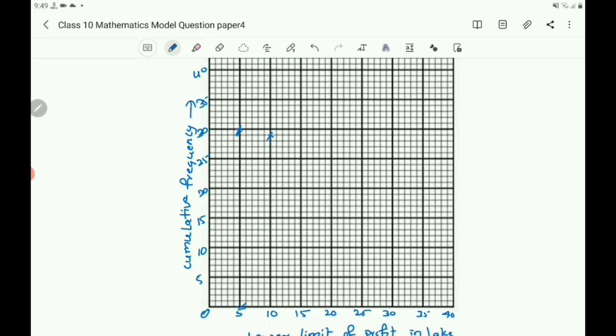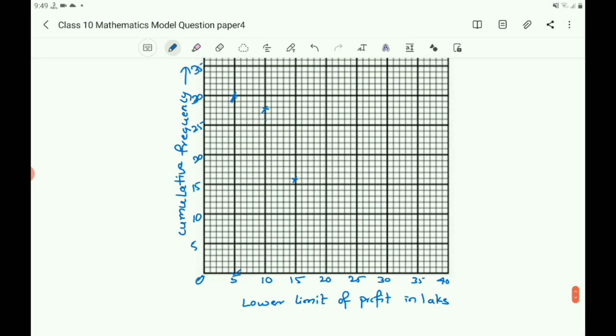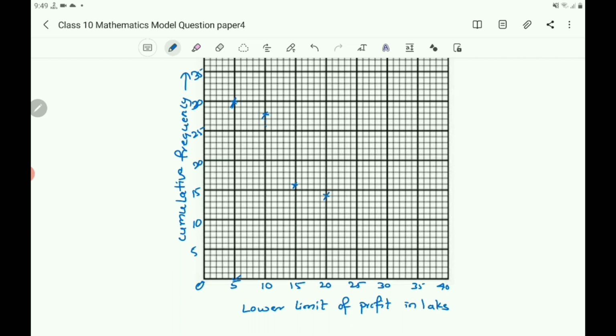16 means here 15 is there and here take 16. Then here you got 28, 26, 27, 28 comes here and it is 16. Then more than 20, 14. 14 means that is less than 15, so it comes here.